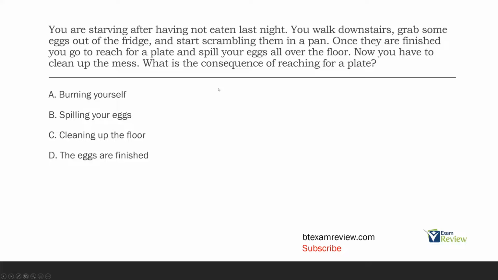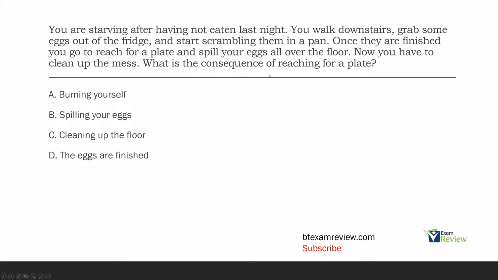So B, spilling your eggs. Well, that's what we said, right? Your eggs are finished. You reach for a plate. You spilled your eggs. Consequence for reaching for a plate, spilling your eggs. C, cleaning up the floor. Well, you have to clean up the floor after spilling your eggs, right? That isn't the consequence for reaching for the plate. Consequence was spilling the eggs.